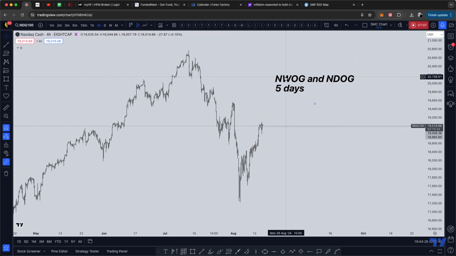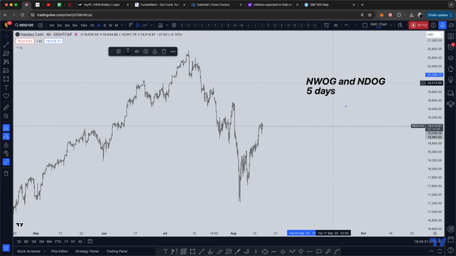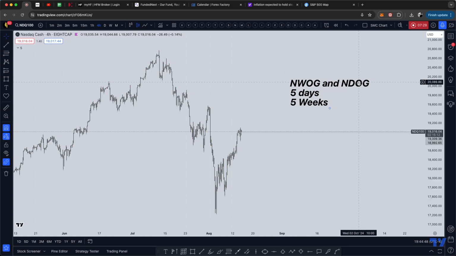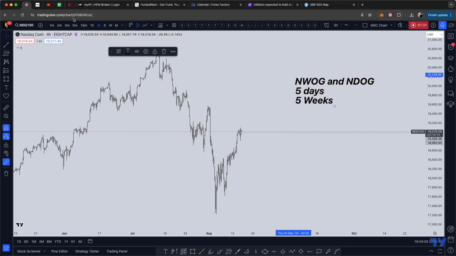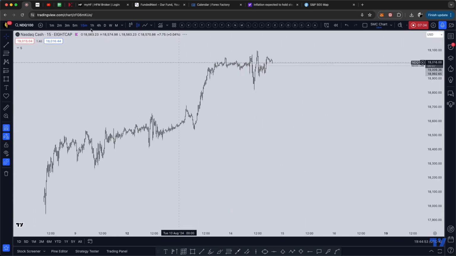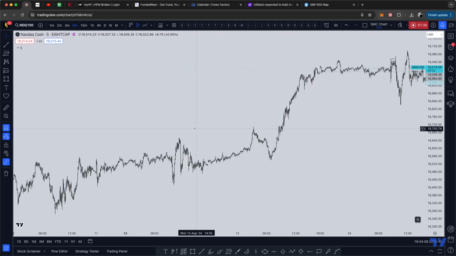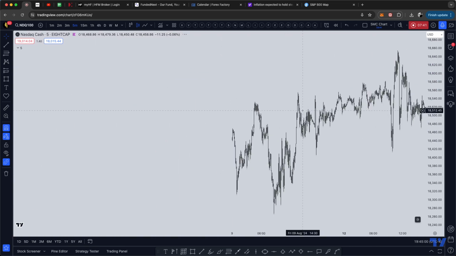The same thing now for the new week opening gap. It's also valid or sensitive for up to 5 weeks, okay? 5 weeks, the same as the new day opening gap. So the new week opening gap is going to be for 5 weeks, okay? Valid or sensitive for that amount of weeks, okay? Now, where is the new week opening gap? Well, you guys know, of course, markets close on Friday, right? And then open on Sunday.